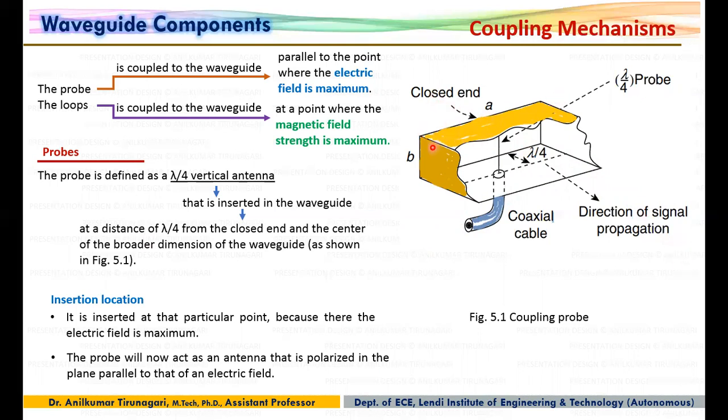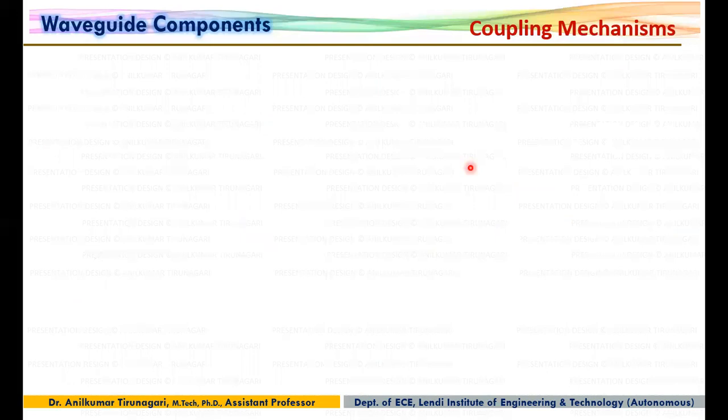This is the larger dimension, and this is the smaller dimension, right? In a particular waveguide, the electric field will be distributed like this, where this center point will have the electric field maximum. So the polarization of the electric field is also vertical. That's why we are placing this probe parallel to that vertical direction, so that the maximum electric field and the probe will be properly matched. That is the reason we are placing it like that.